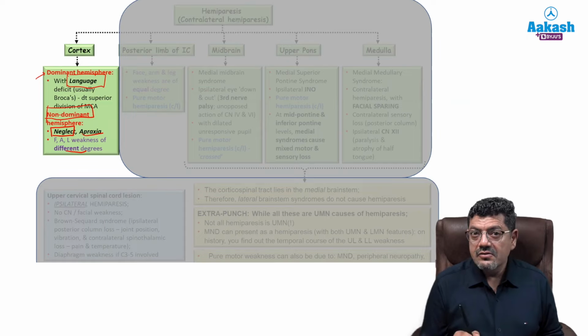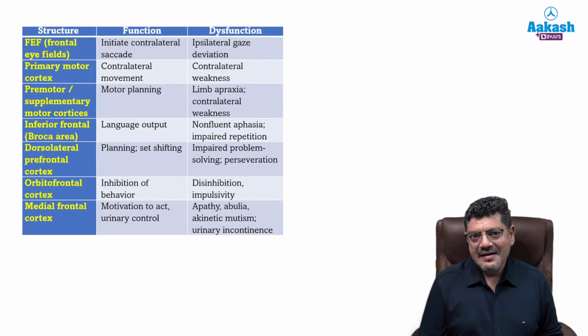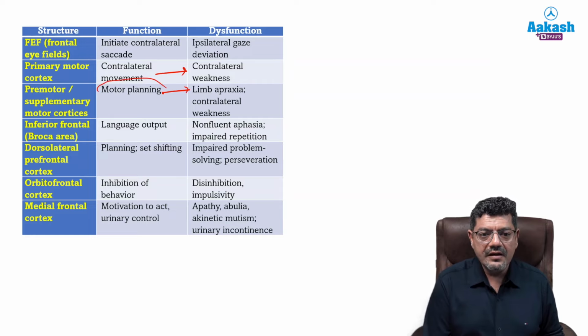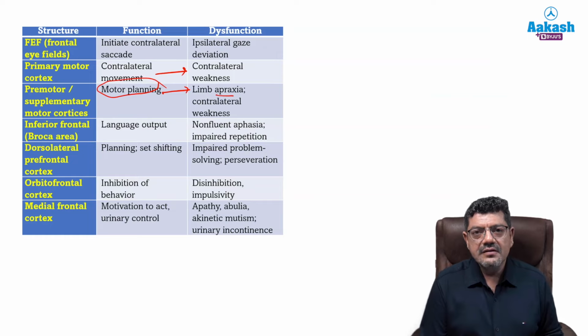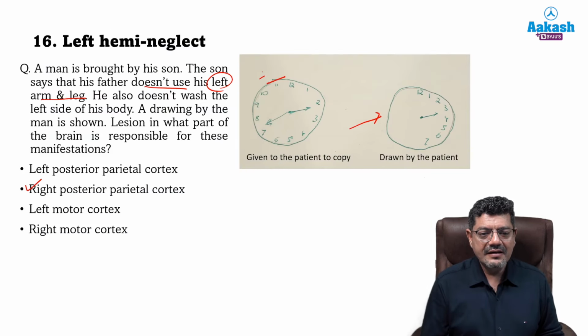Now, again, we still don't know whether this is the right motor cortex or the right posterior parietal cortex, which you come to know from here: the parietal lobe is responsible for visuospatial orientation, and therefore its dysfunction causes hemi-neglect. The frontal lobe, these are the functions of various parts of the frontal lobe. So of course, the motor cortex is in the frontal lobe. The association areas, the supplementary motor areas, are responsible for motor planning. So apraxia will occur with a motor cortex lesion, but hemi-neglect would not, right? So the answer to that is the right posterior parietal cortex.